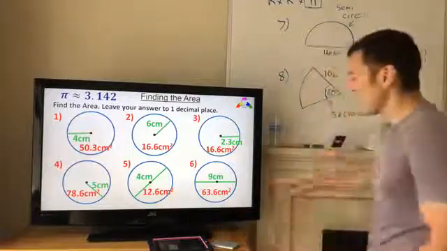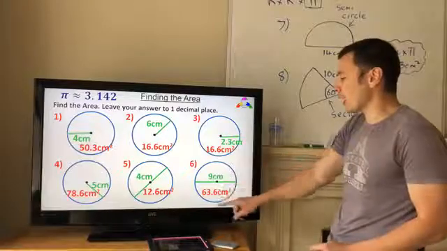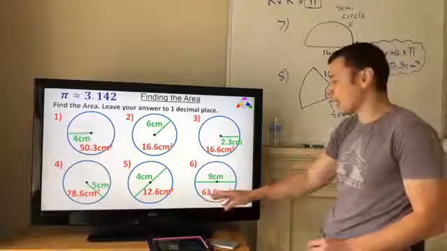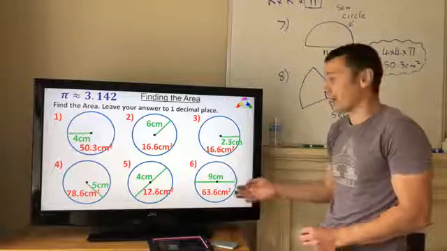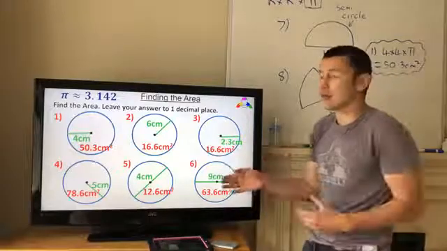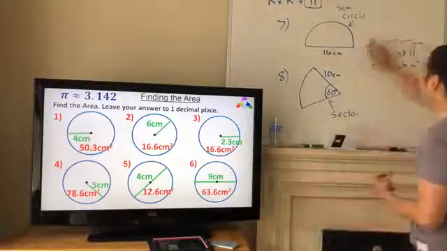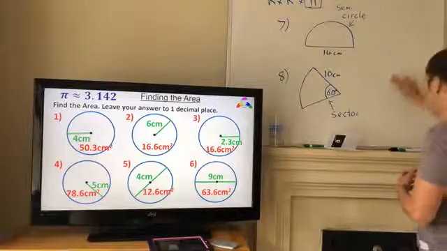Okay? And same for this, when you're doing 4.5 times 4.5 times pi, not 9 times 9 times pi. Make sure you know whether you've got the radius or the diameter. Right, so on to these tough ones here.